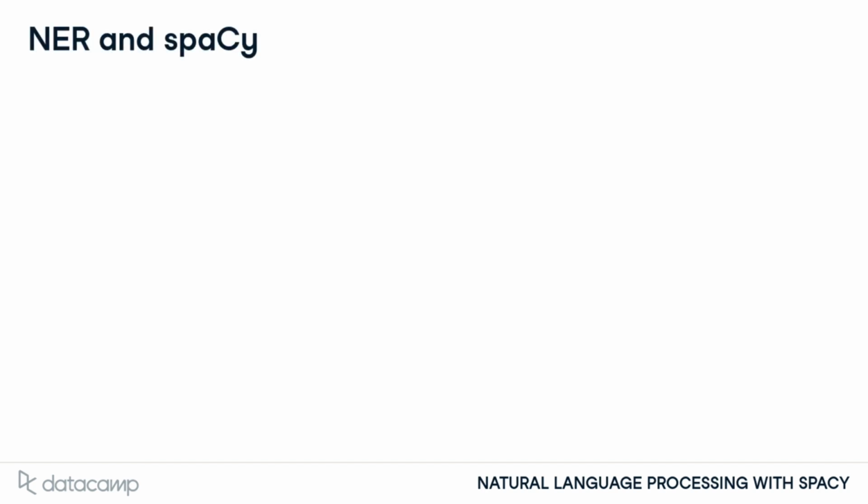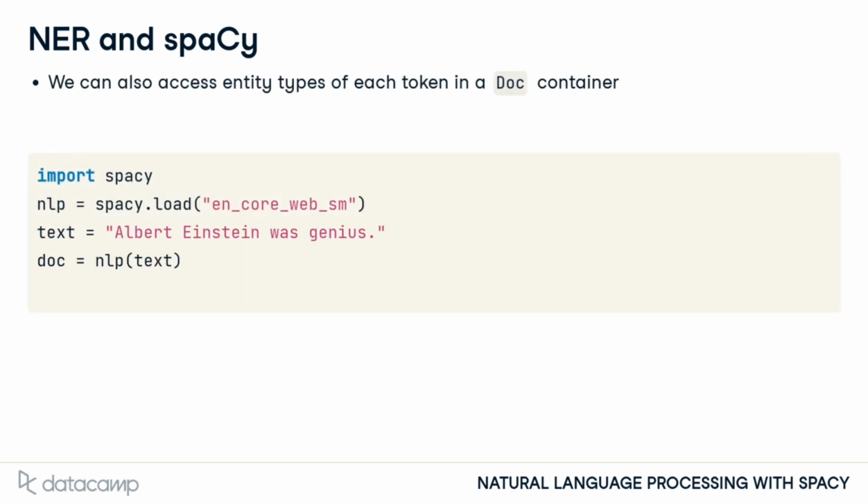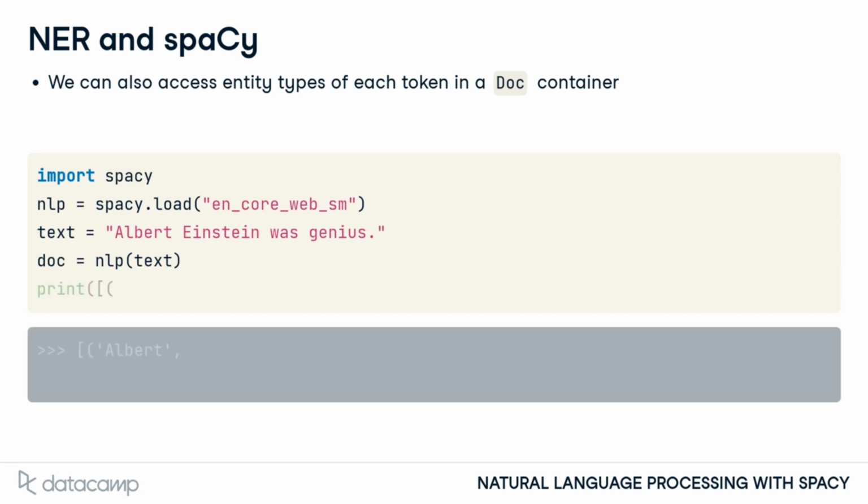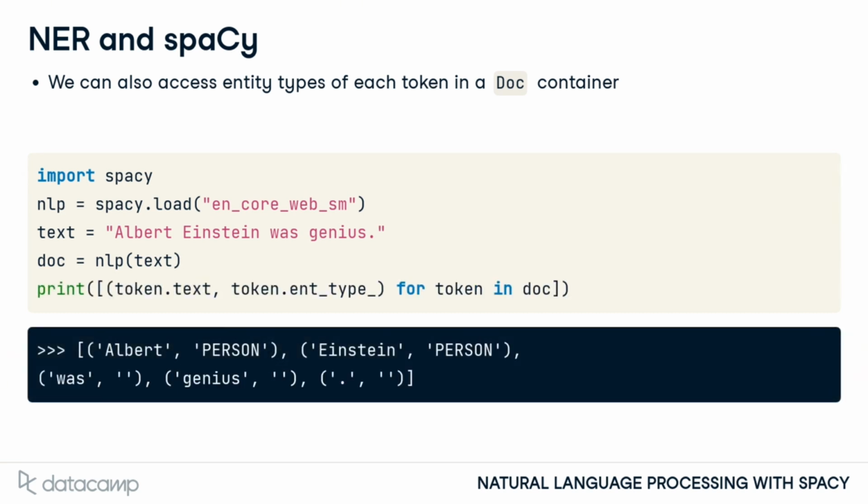An alternative approach to extracting entities and their types is to directly use the token class instead of accessing doc.ents to only check extracted named entities. Spacy tags each token in a given doc container with its entity type if it is categorized as an entity. We can access a token's .text and .ent_type_. If a token is not classified as an entity, such as the words "was" and "genius", we will see an empty string as the entity type.